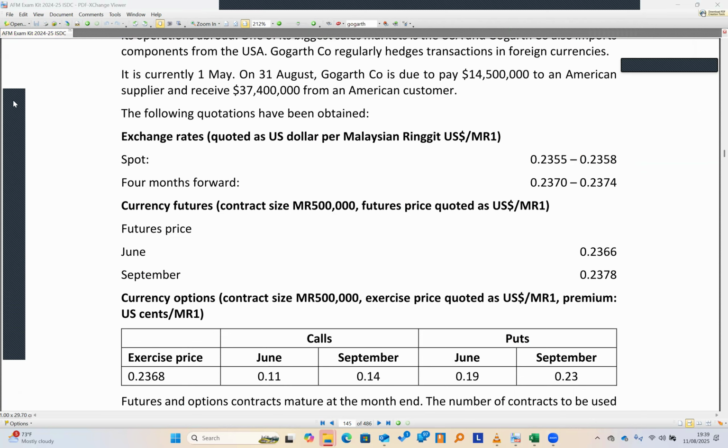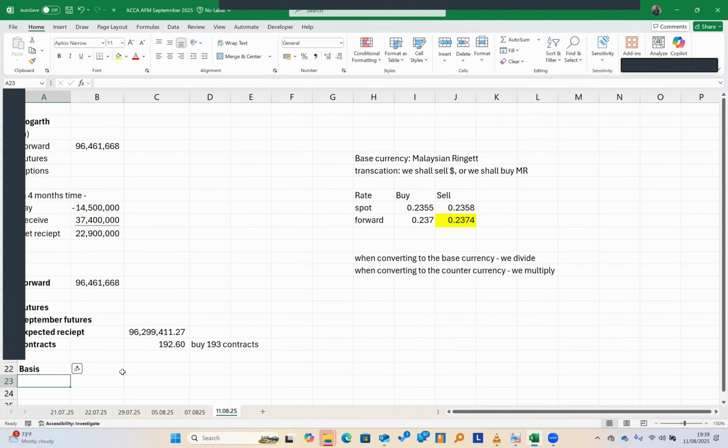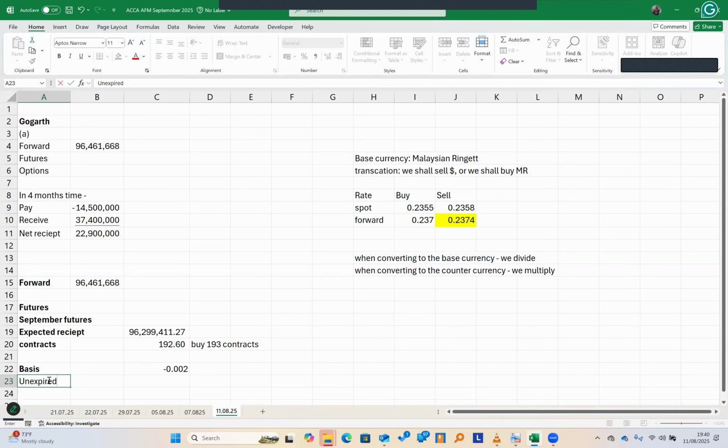So which means that we are going to have 0.2358 minus 0.2378. So that gives us 0.002 as the basis. But what we need is what we call the unexpired basis.